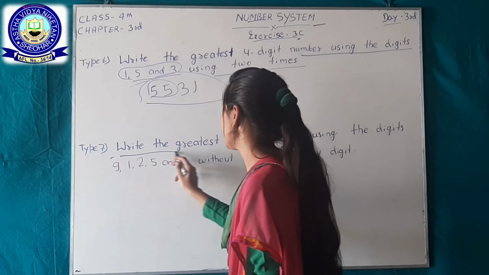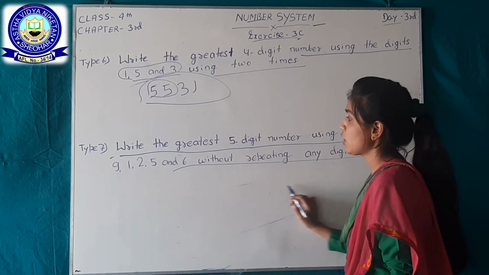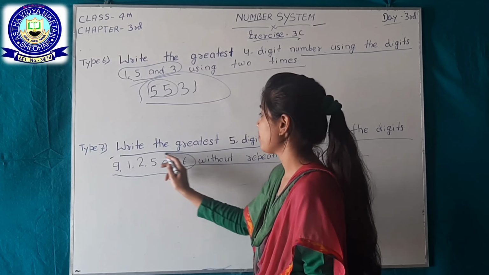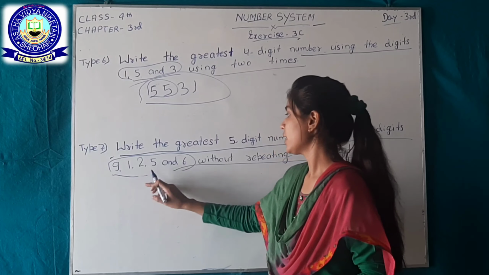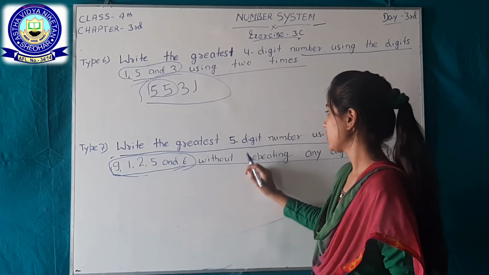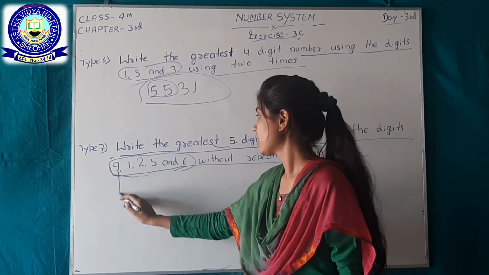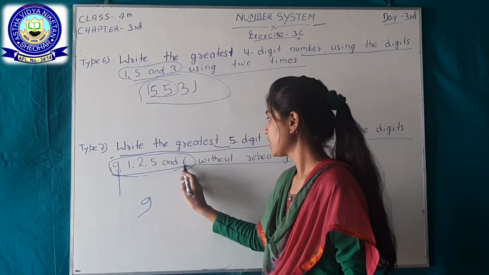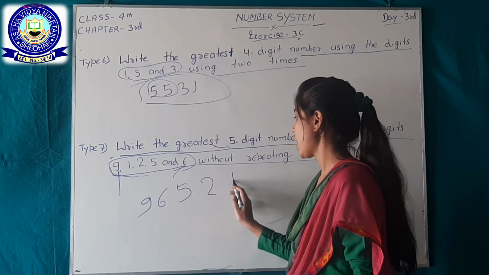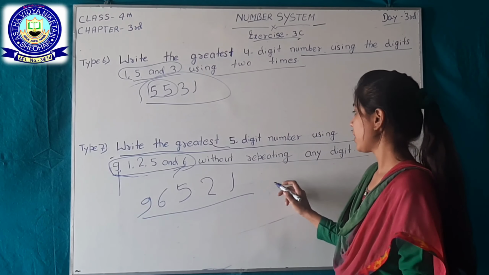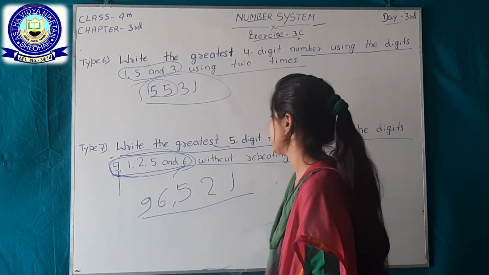And here is the type 7 question, write the greatest 5-digit number using the digits without repeating any digit. You have to write the greatest 5-digit number. You can't repeat any digit more than 1 time. There is no repetition of any digit. So you have to form the greatest 5-digit number. That is 9, then after that 6, 5, 2 and 1. This is the greatest number that is formed by using these 5 digits.